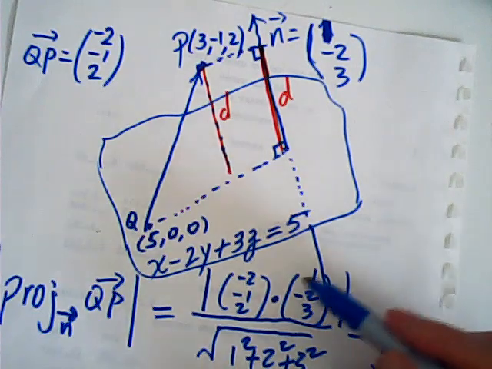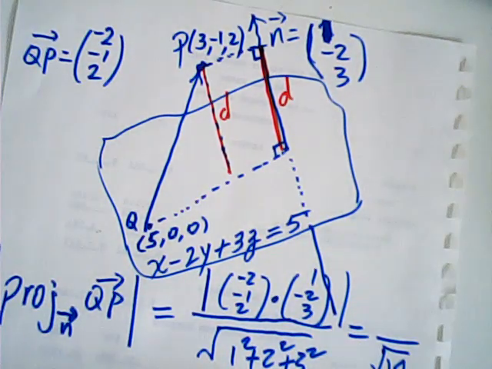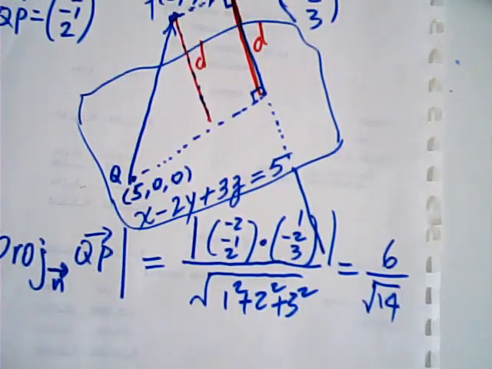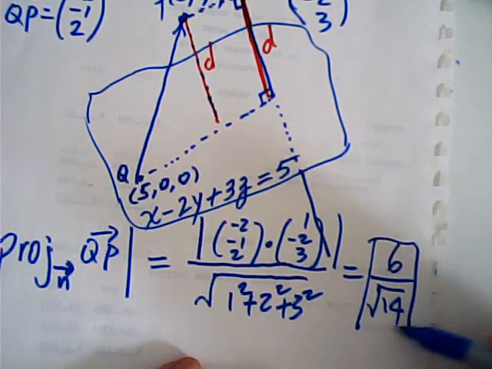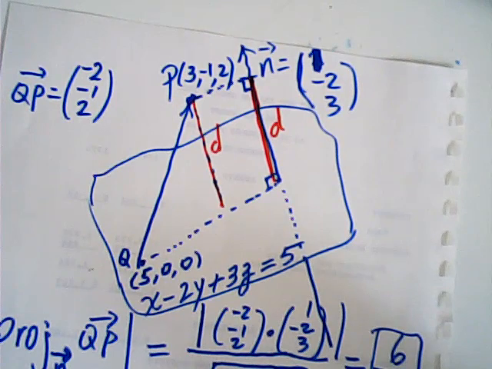Okay, then this is equal to -2 plus 2, this is equal to 6, right? Okay, so that is the distance. Very easy to find the distance.